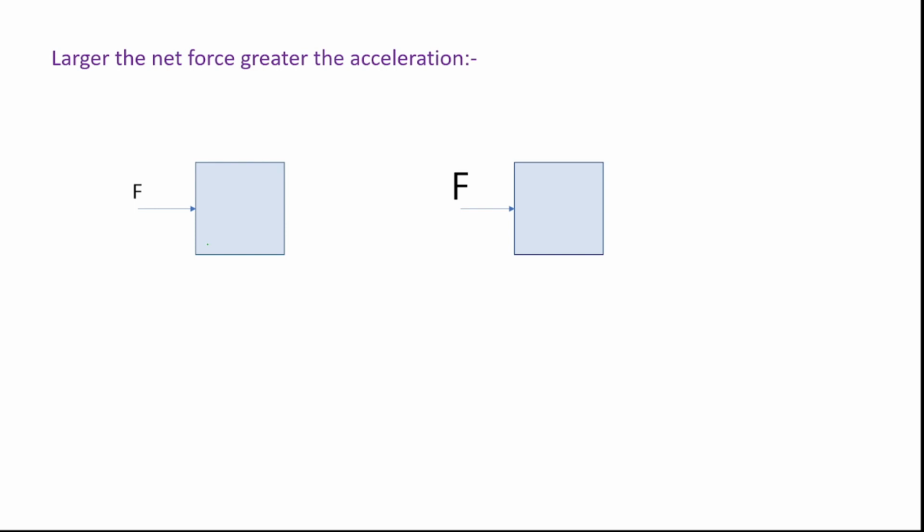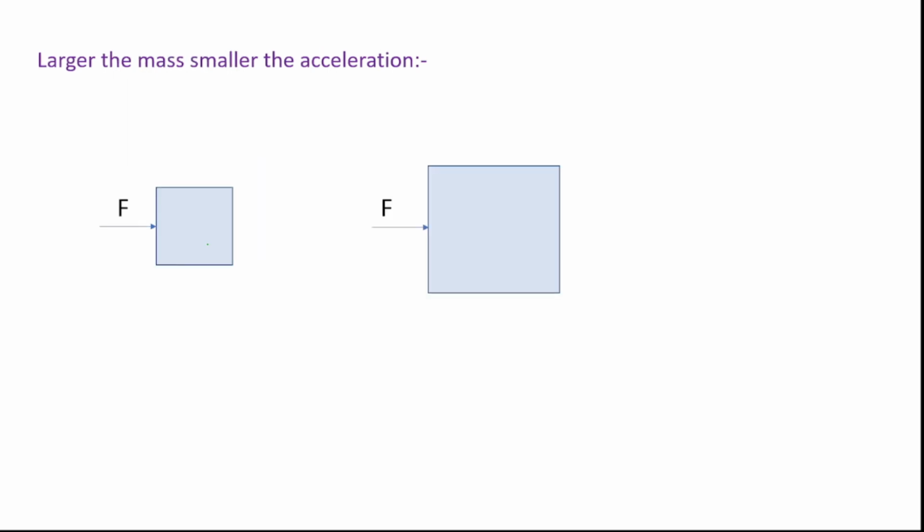When the object has constant mass, when we are changing the force, according to the force it gets accelerated. So that is what we are saying in this. Larger the net force, greater the acceleration. Okay, next, larger the mass, smaller the acceleration.